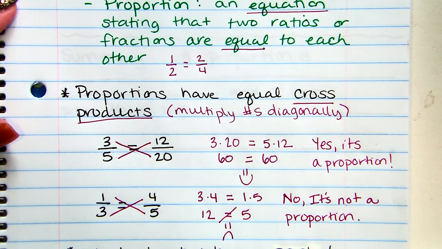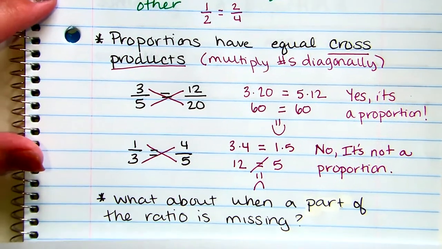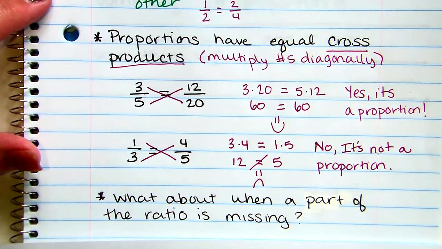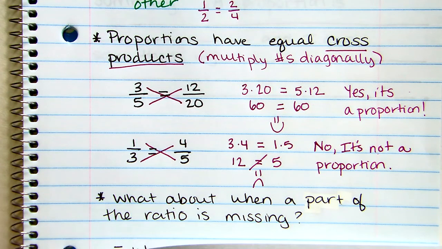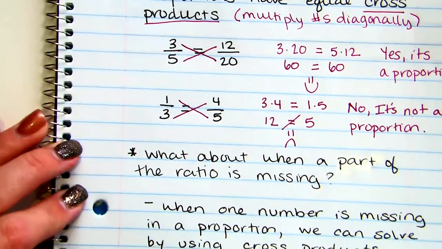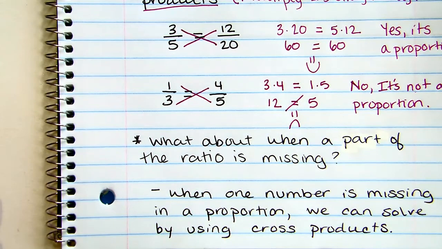Now, the second part of our essential question was, how can I solve them? So that's the next piece that we're going to focus on. And that leads me into our introduction down here. What about when a part of the ratio is missing? Now, when the part of a ratio is missing, we can still solve using cross products.